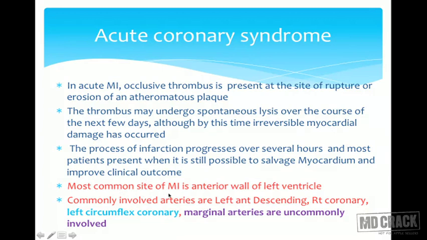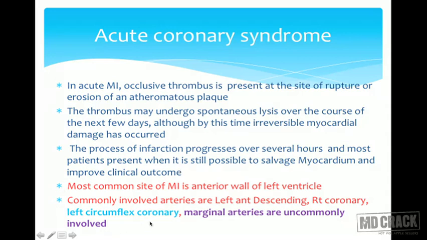The most common site of myocardial infarction is the anterior wall of the left ventricle. N number of MCQs have been phrased on this important fact that the most common site of myocardial infarction is the anterior wall of the left ventricle. The commonly involved arteries are left anterior descending and right coronary arteries. So these are the arteries which are commonly involved.